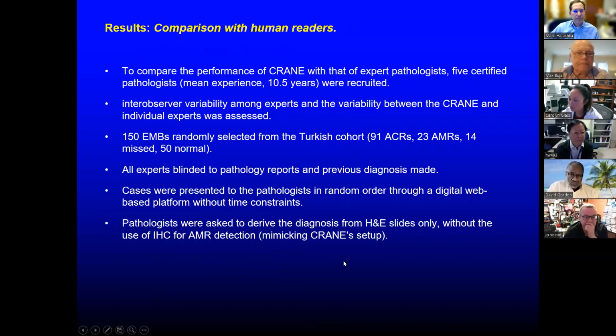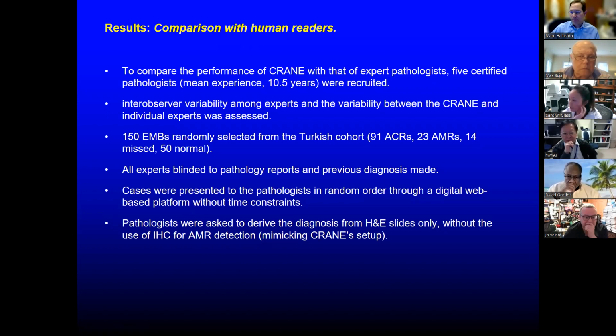Okay, so the last part of the results I would like to go over, and this is probably the most interesting to me, would be the comparison with human readers. So to compare the performance of the algorithm to that of expert pathologists, 5 certified pathologists with a mean experience of 10.5 years were recruited. The inter-observer variability among the experts and the variability between the algorithm and the individual experts was assessed.